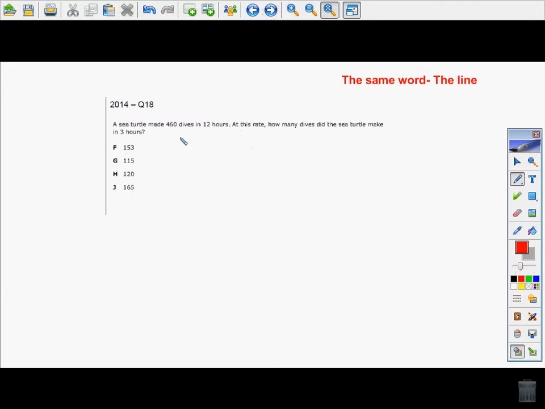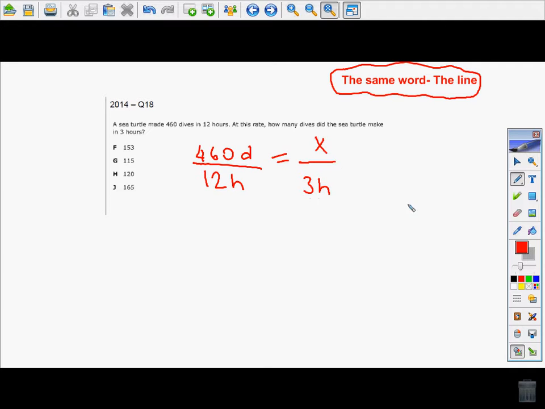Next question. Once again, I'm going to use this acronym in this code. A sea turtle made 460 dives. I'm going to put D in 12 hours. And at this rate, how many dives did the sea turtle make in 3 hours? We wonder for 3 hours. Look at here, please. The same word, the same line.